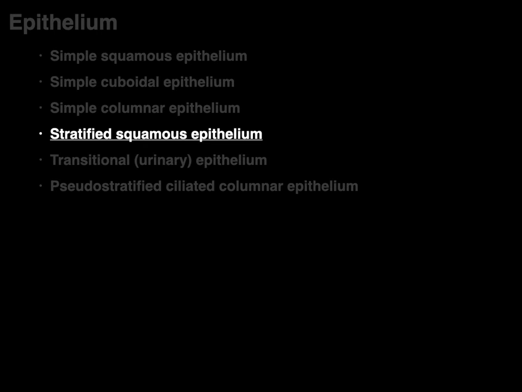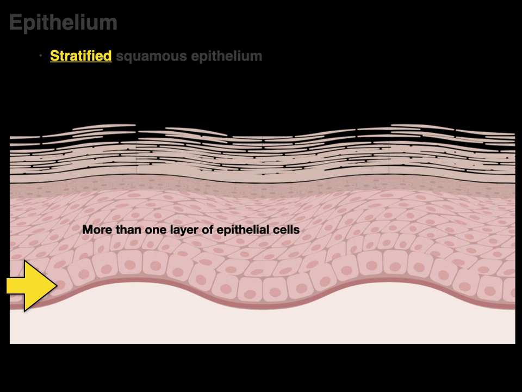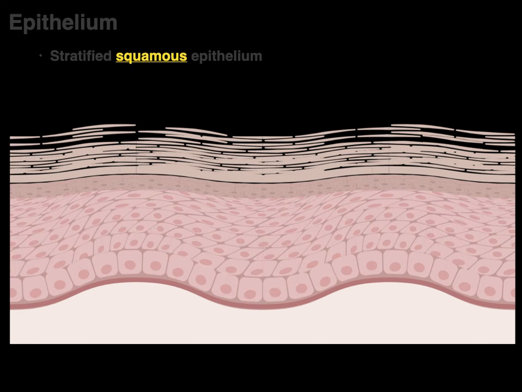Okay, so now let's talk about stratified squamous epithelium. Stratified means more than one layer. So there's more than one layer of cells, and only one layer of cells is anchored to the basement membrane and a bunch on top of it. Squamous, because it gets its name not from the basal cells, because those are cuboidal, but because the apical cells are squamous. So a stratified epithelium is often classified by the shape of the apical cells. And then you've got a bunch of cells, so it's epithelium.